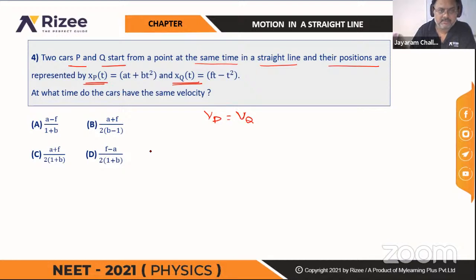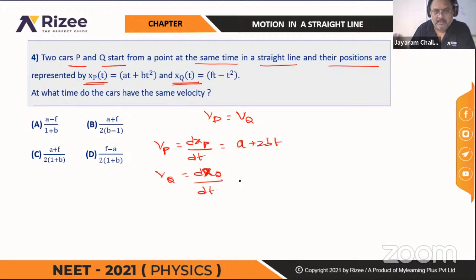For that, we need to first find out the velocity of P. Differentiating this equation, which is dx_P by dt, what will we get here? That will be a plus 2bt. And the velocity of Q should be equal to dx_Q by dt, which is written as f minus 2t.